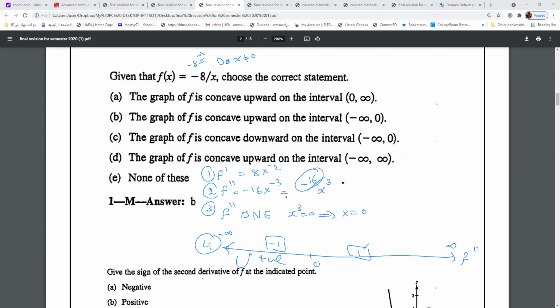For 1, it will be negative, concave downward. That is the second derivative test, as I showed you. So the function is concave upward on this interval. That is why our choice is C. But I prefer to use the sketch of this function. It will be easier for you. I know the sketch of this one. Okay, I hope you understand.